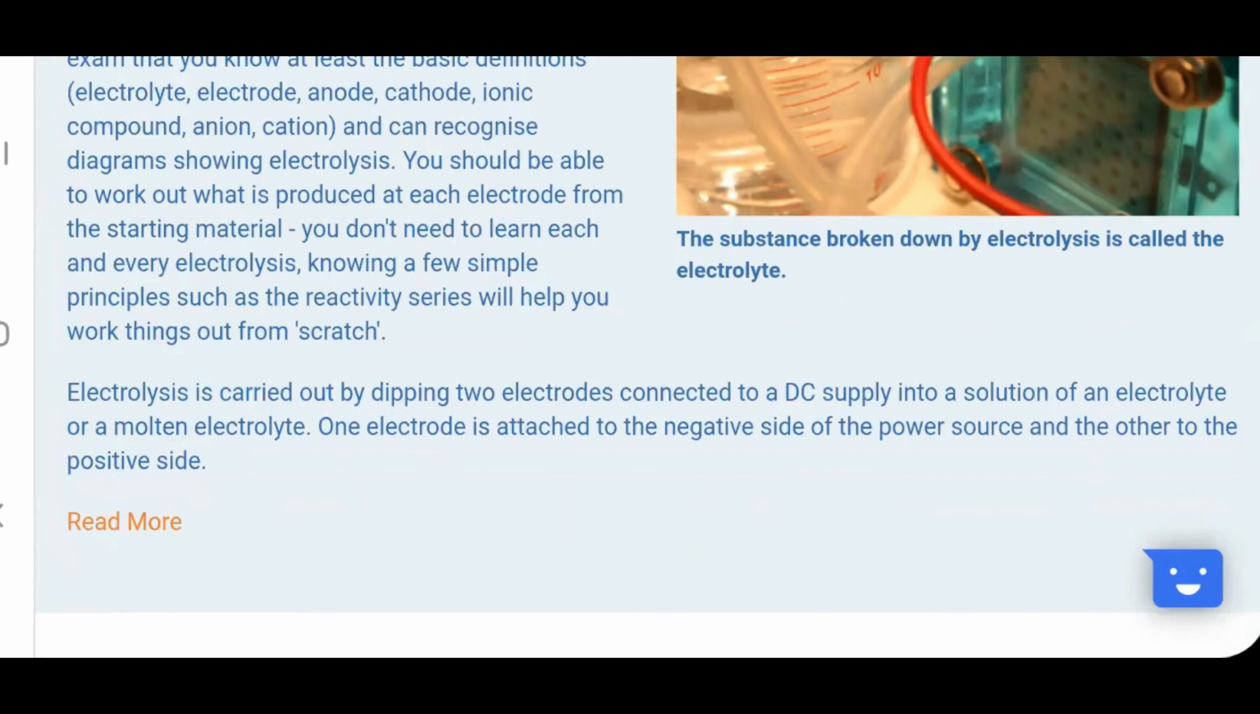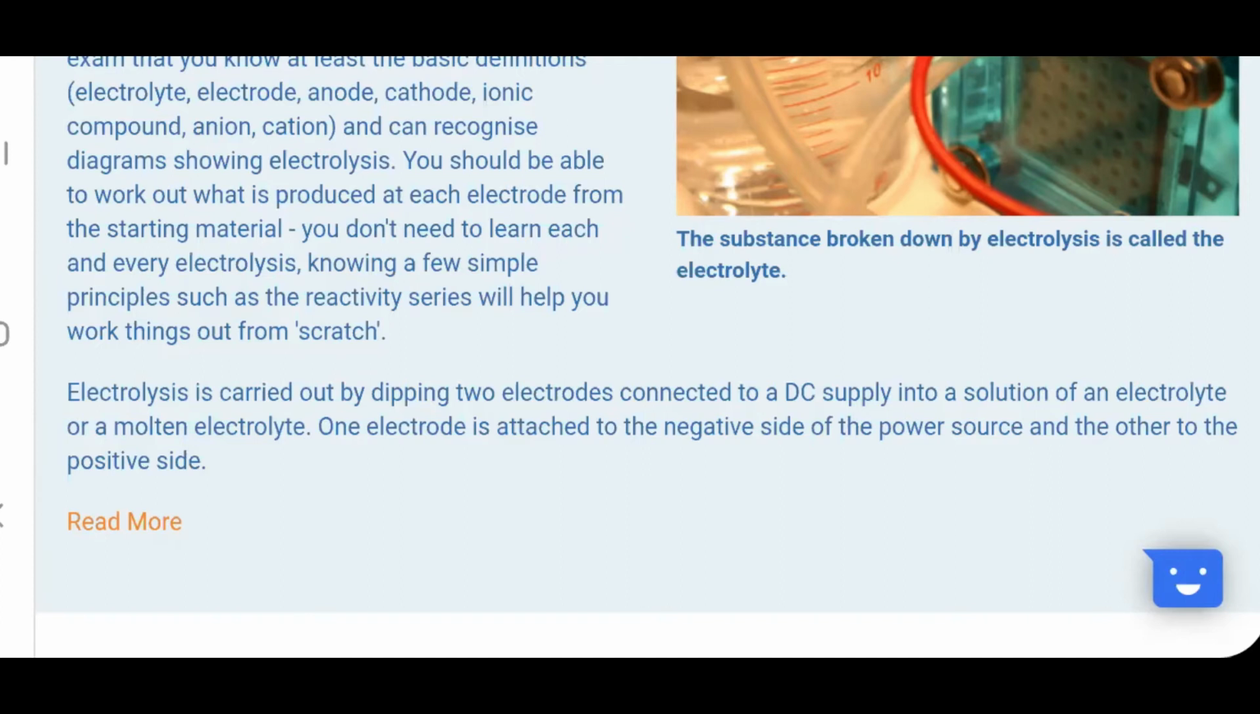Electrolysis is carried out by dipping 2 electrodes connected to a DC supply into a solution of an electrolyte or a molten electrolyte. Now, DC means direct current. So therefore, where does that direct current come from? Anybody? Battery. A battery. That's right. A battery, always. Direct current.